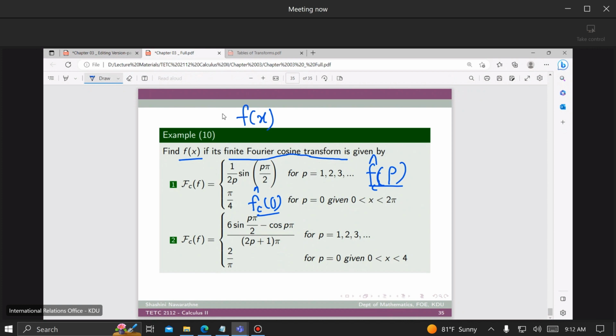The formula consists of two parts. So what is the suitable formula we need to use? 1, 2, 3 or 4? It's 2, the inverse formula of the finite Fourier cosine transform. Since the finite Fourier cosine transform is given, we have to use this one. We have to substitute these two things into that expression to obtain the answer.